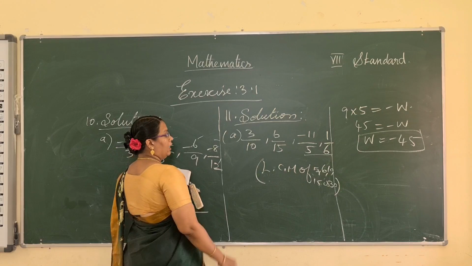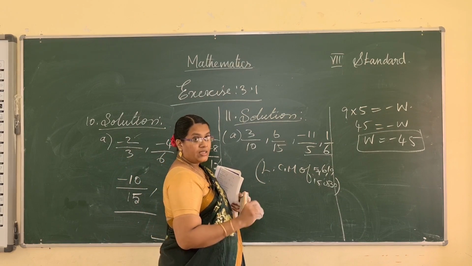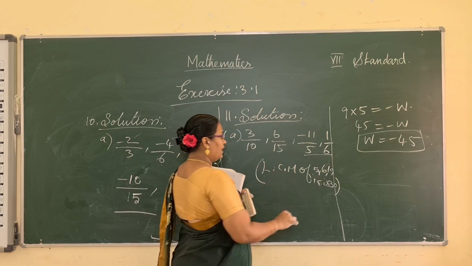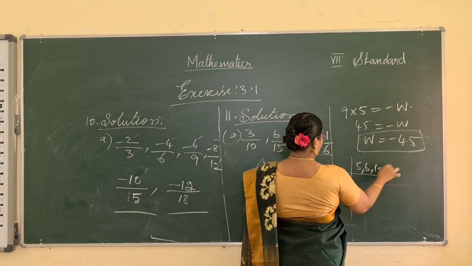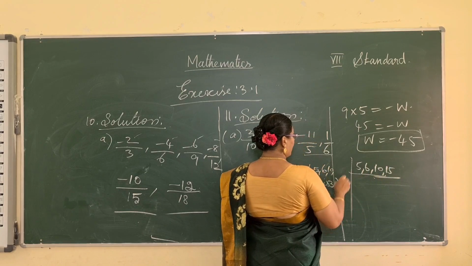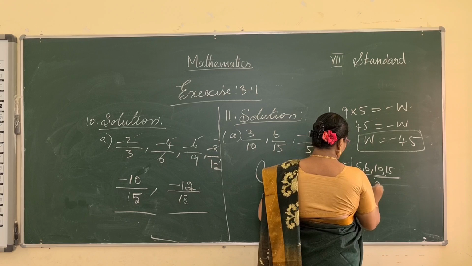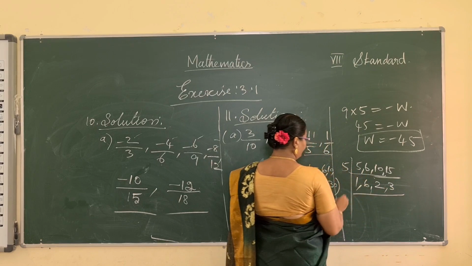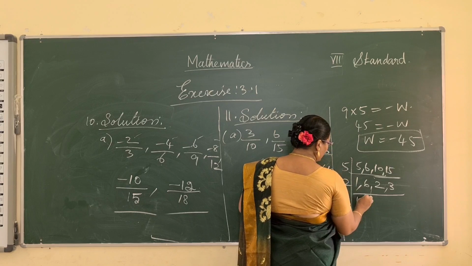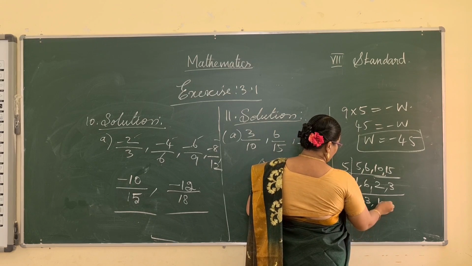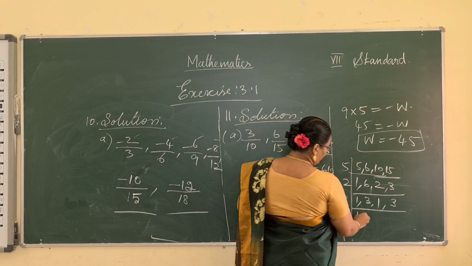Okay, how do you find out the LCM? The common LCM method we have learned in the 6th standard, is it? You will put like this and find out the least common multiple. 5, 6, 10, 15: 5 2s are 10, 3 3s are 9, and then 2 1s are 2, 2 3s are 6, 3 and 3.